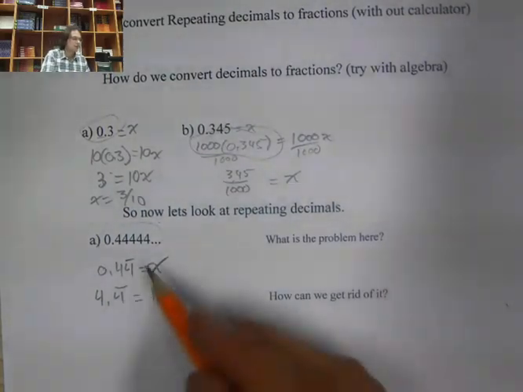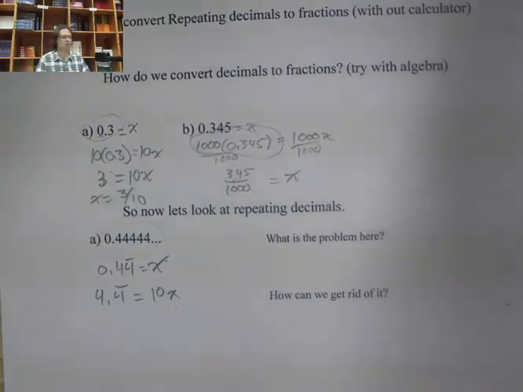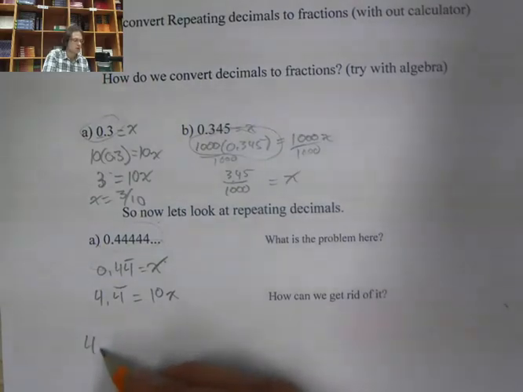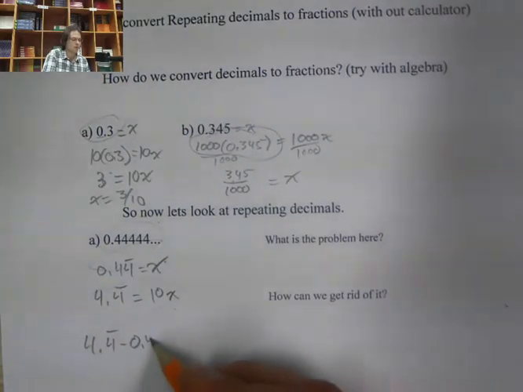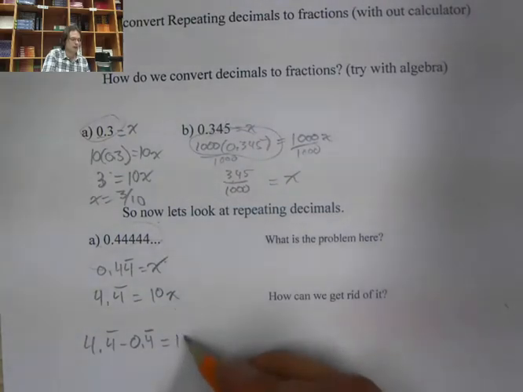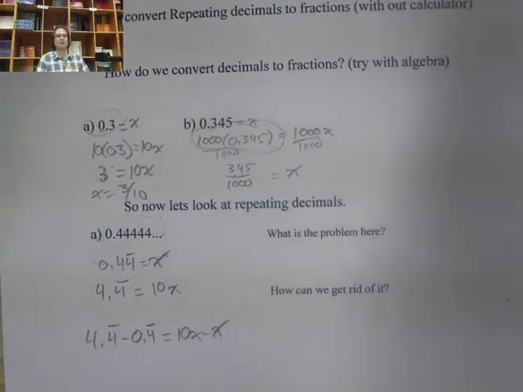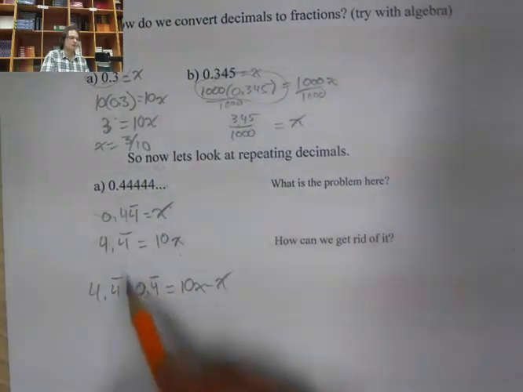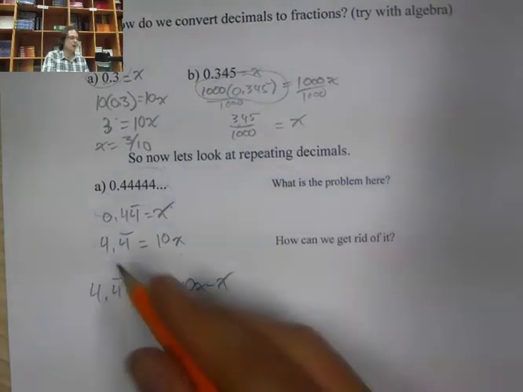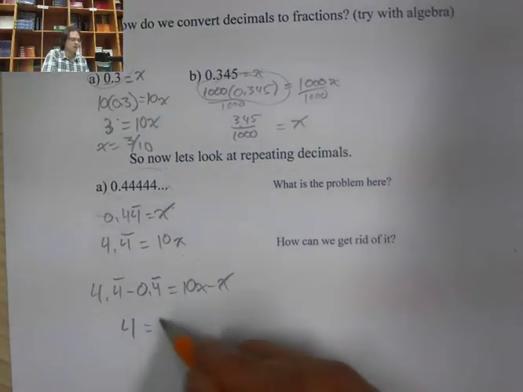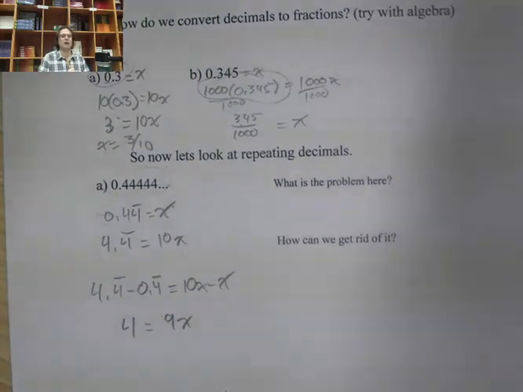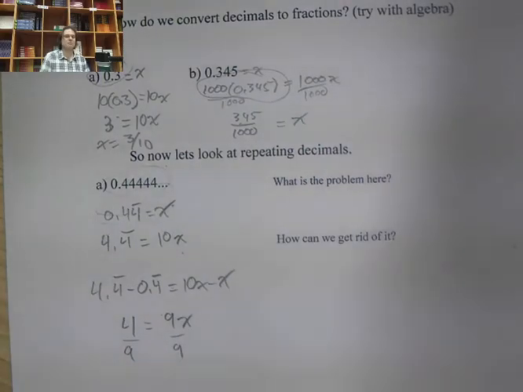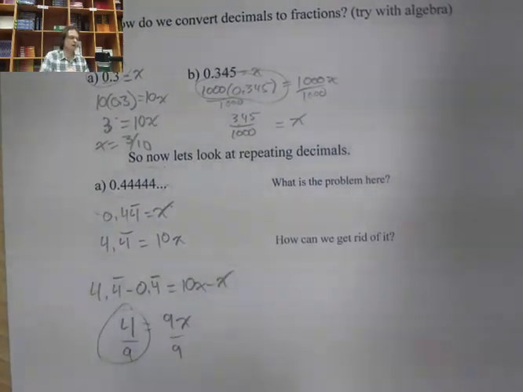Now I look at this, there is a way I could get rid of my decimals. I'm going to subtract. So if I go 4.4 repeating, subtract 0.4 repeating, I'm going to end up getting 10x subtract x. Isn't that the same thing? Yeah, because we said 10x is 4.4, x is 0.4 repeating. Now we can take these away. I'm going to be left with 4 is equal to 9x. 10x, take away 1x, gives me 9x's left. So I divide both by 9, there we go. 4 over 9 is equal to x.